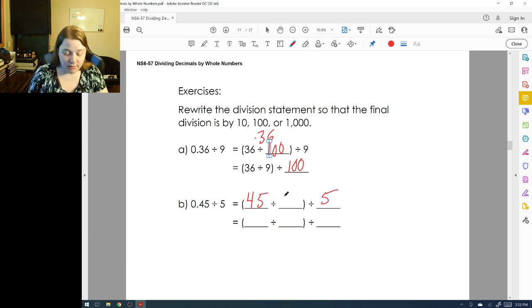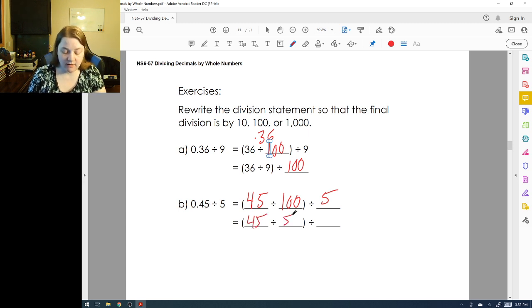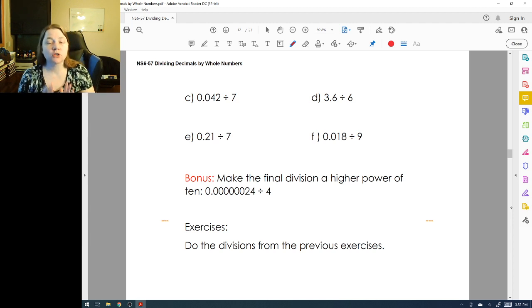I need to divide by 100 to get 0.45, to move that decimal 2 times. But if I switch the order around and do 45 divided by 5 first, and then divide by 100, I'm still going to get the same answer. So when we look at these problems right here, make sure I didn't skip a page, we don't have to go through writing it out every time.